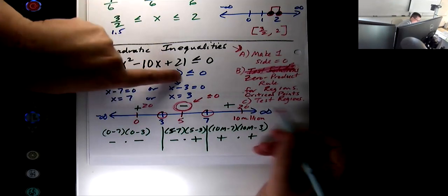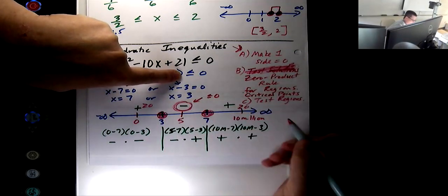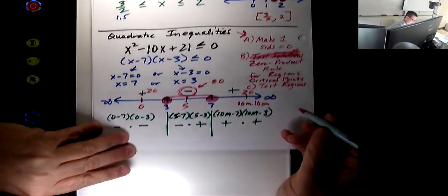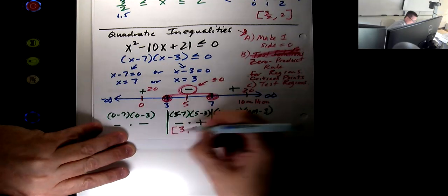And we're filling them in. And we're connecting the dots. So we will have 3 brackets 7 as our solution.